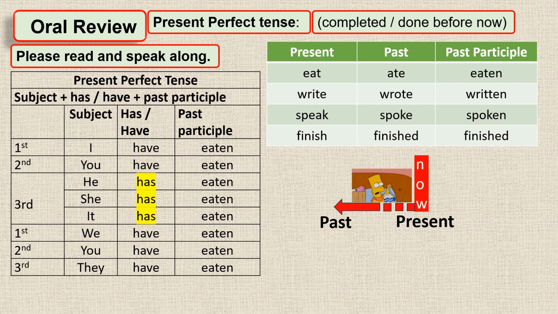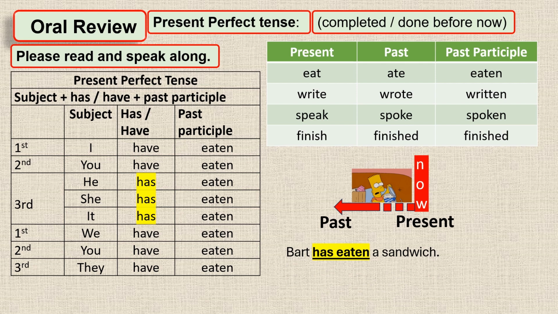Let's have a look here at our graphic. Past and present. Past to the left, that's how we make our timeline. Now is where we are at this moment. Now this action is completed before now.